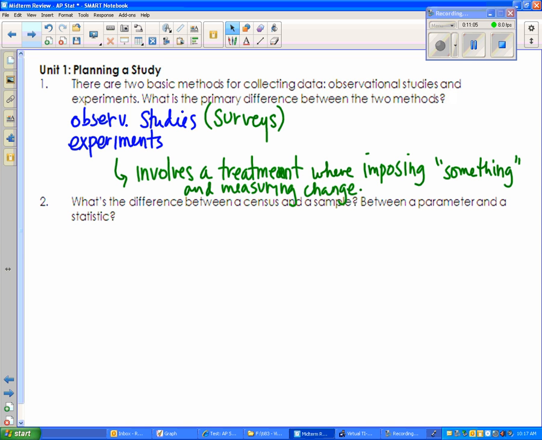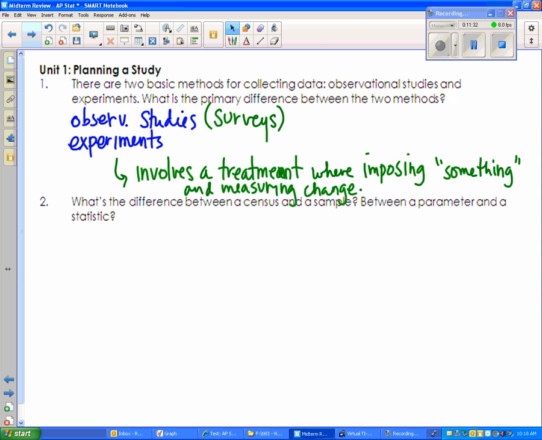A researcher, if they're interested in looking, for example, at glucose levels of a group of people, taking a blood test is still, even though they're interfering, they're not really imposing a treatment. They're not looking to see if anything changes when they take the blood. They're simply trying to measure the glucose level of the blood. So that would still be considered an observational study, even though the researcher is kind of getting involved with the subjects. As long as they're not doing anything to provoke a change, it's not considered a treatment. So that's the significant difference there.